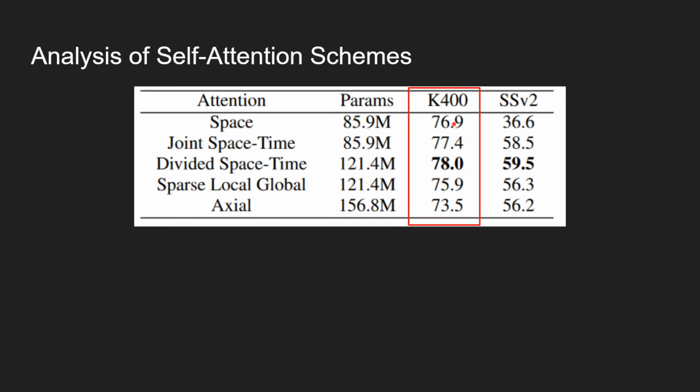On the K400 data set, they all do pretty well, although divided spacetime does the best. Something to note about this data set is that spatial cues are very helpful, so any model that can capture spatial relations will do pretty well. SSV2, by contrast, needs temporal cues in order to be accurate. So this is where the first one really starts failing and only has an accuracy of around 36. The rest of them, which do include temporal attention, do pretty well, again with divided spacetime coming in best, followed closely behind by joint spacetime.